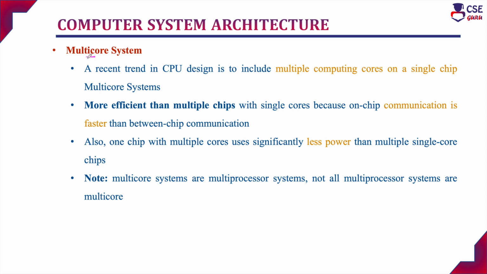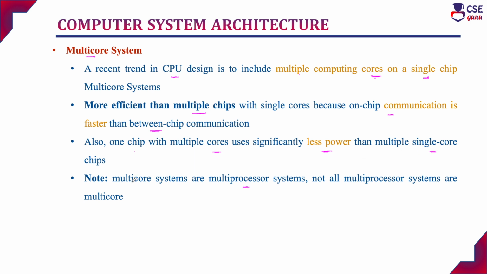What do you mean by multi-core system? This is a recent trend in CPU design to include multiple computing cores on a single chip. That is called multi-core systems. Instead of using multiple chips, you can implement multiple cores on a single chip. It is more efficient because on-chip communication is faster than between-chip communication. So, it is efficient. Also, one chip with multiple cores uses significantly less power than multiple single core chips.